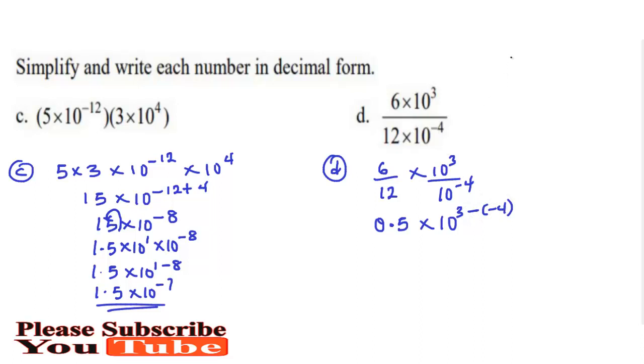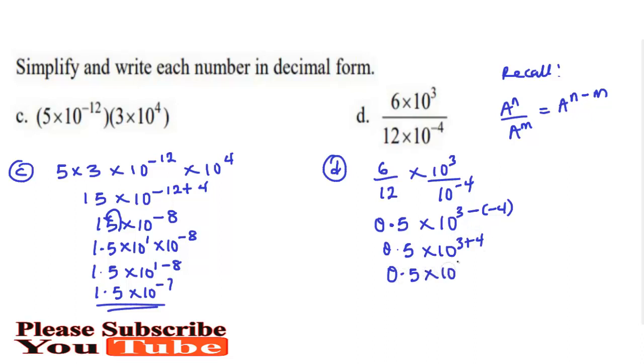Somebody may say how? For example, from the law of indices, you can recall that if you have a raised to power n over a raised to power m, this can be written as a raised to power n minus m. So this is 3 minus, of course, this is minus 4 before. So minus times minus here will be plus. So we have 0.5, then times 10 raised to power 3 plus 4. And that will give us 0.5 times 10 raised to power 7.